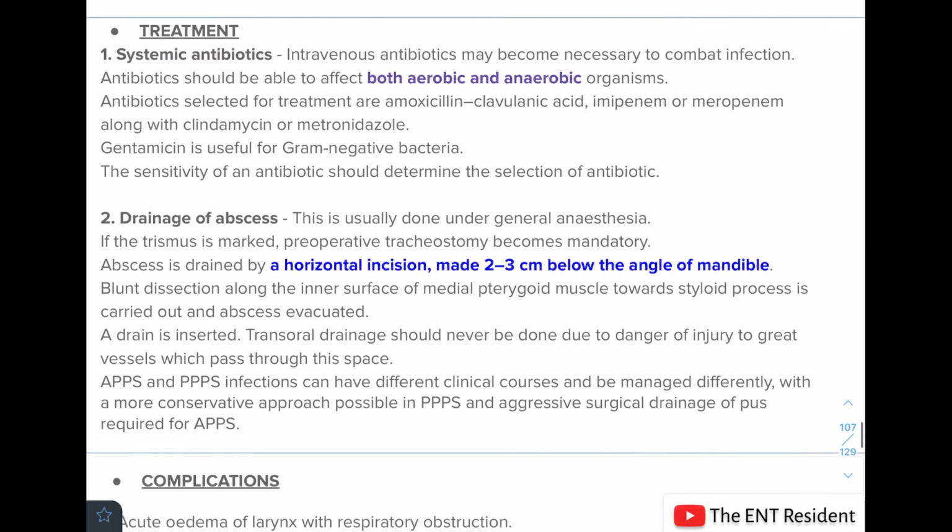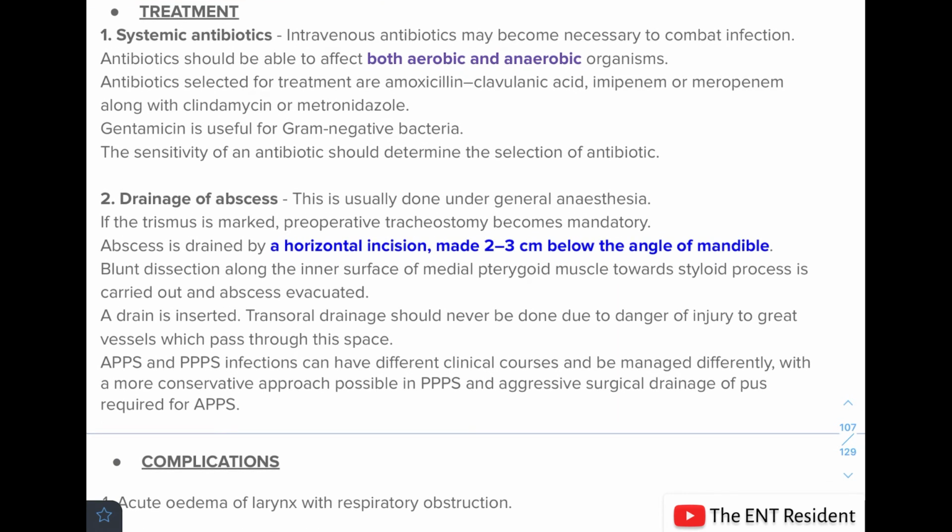Now, moving on to treatment of these cases. First, we have to use systemic antibiotics. This will be very necessary to combat the infection. Antibiotics should be able to affect both aerobic as well as anaerobic organisms. The most common antibiotics useful for these are amoxicillin clavulanic acid, imipenem or meropenem, along with clindamycin or metronidazole to have an anaerobic coverage. Gentamicin will be useful for gram-negative bacteria. The sensitivity of the pus will determine the selection of the antibiotic.